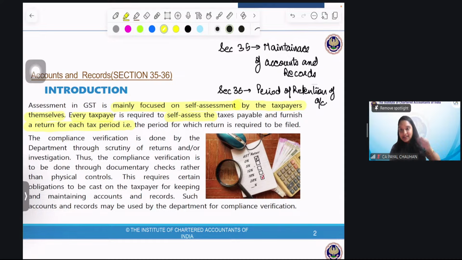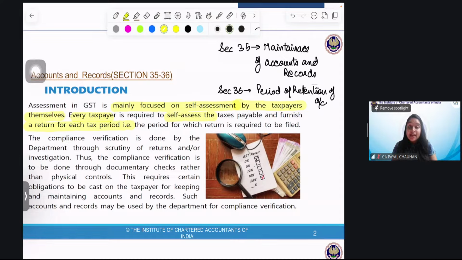So the period for which the return is required to be filed. The return will be filed as per the tax period. In some cases, it is monthly. In some cases, it is quarterly. So accordingly, you have to file your return.